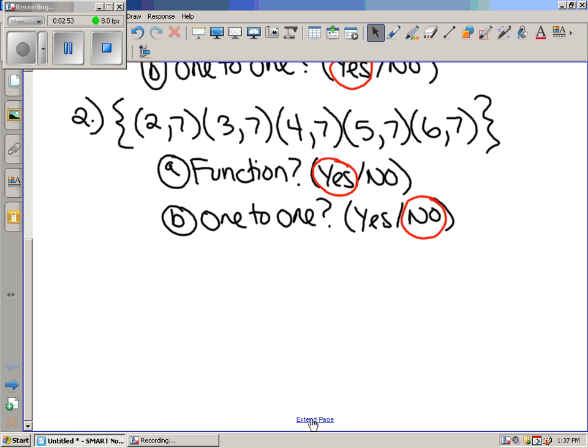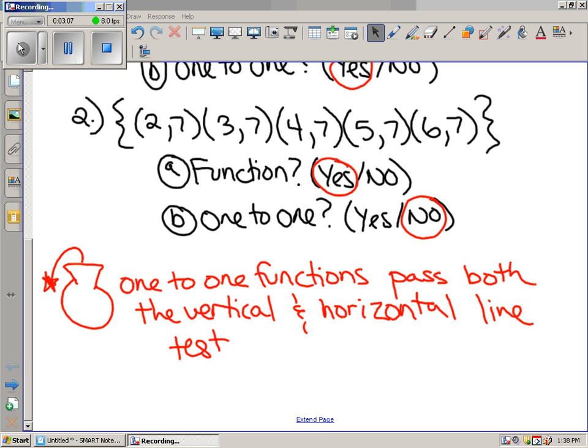The horizontal line test. And so that's how you know if a function is one-to-one: if you can sweep your hand through this way and this way, in other words, if it passes the vertical line test and the horizontal line test, then it's a one-to-one function. Let's write that down. There we go, and this is what I mean. One-to-one functions pass both the vertical line test, because they're a function, and the horizontal line test, because they're one-to-one.